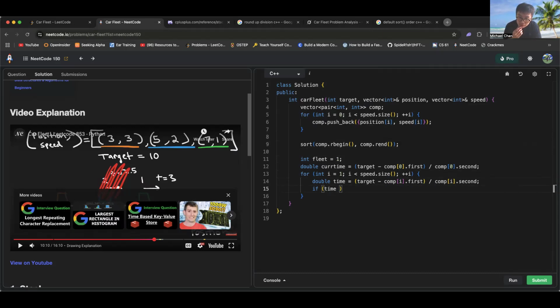If the time right now is bigger than current time, then there will be one more fleet. I think that's correct.